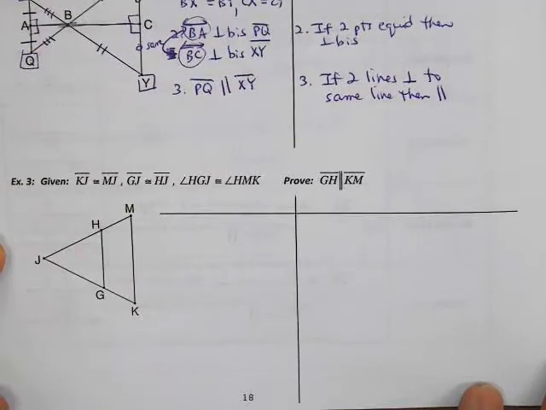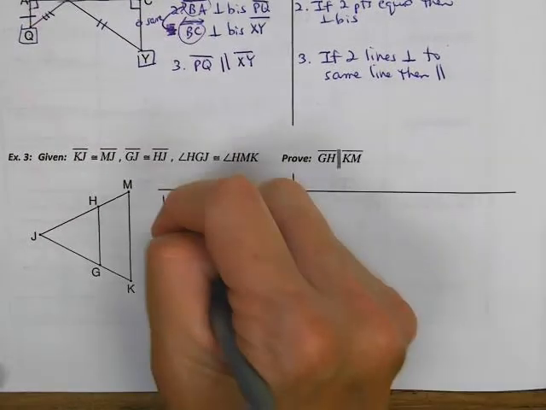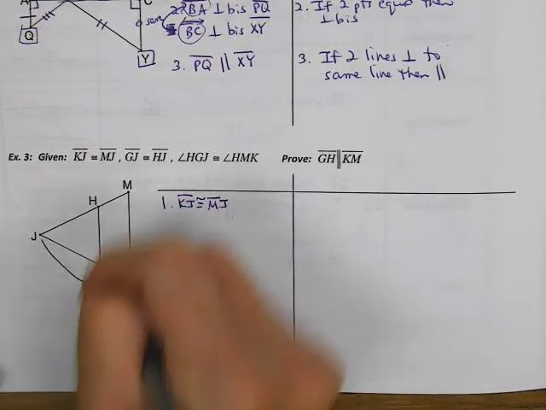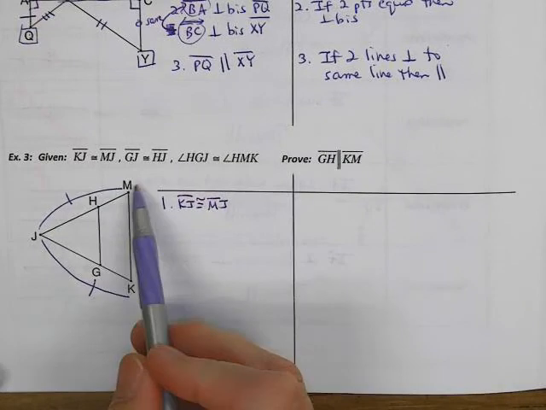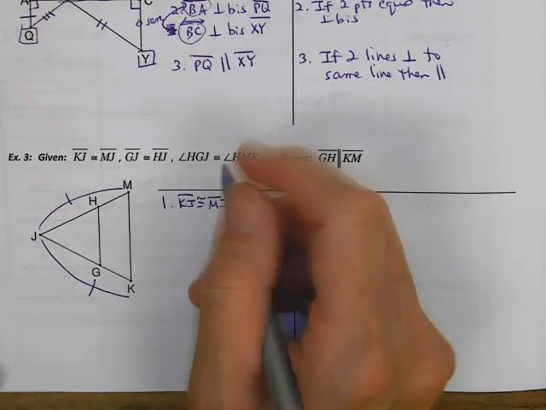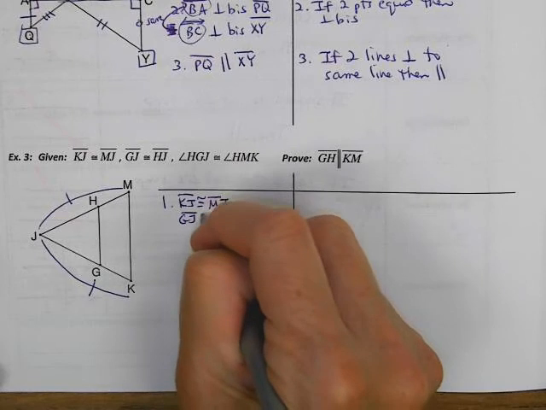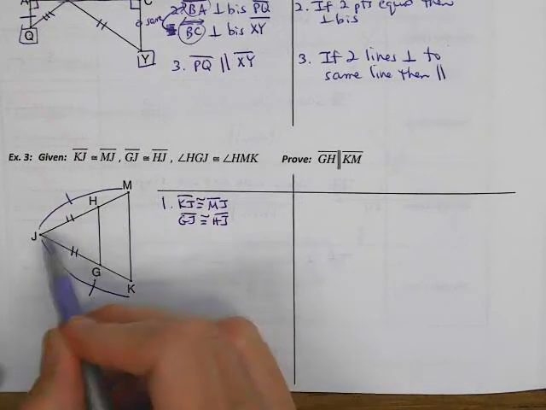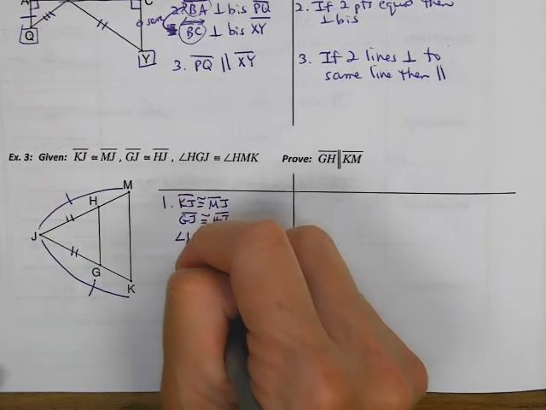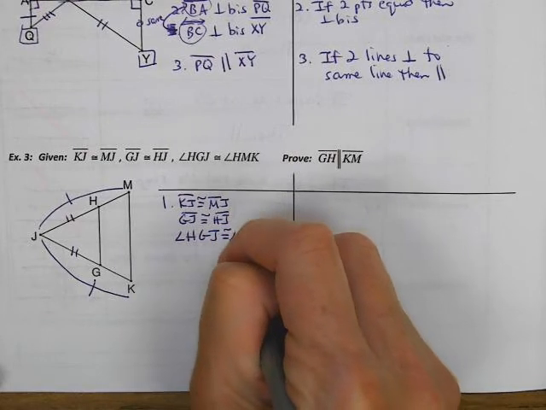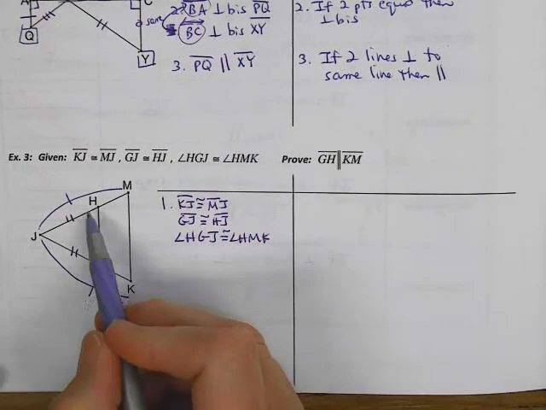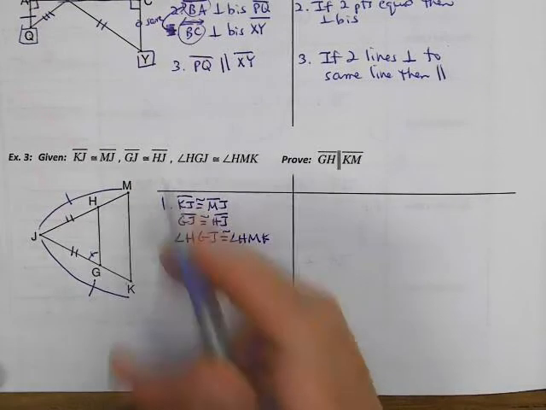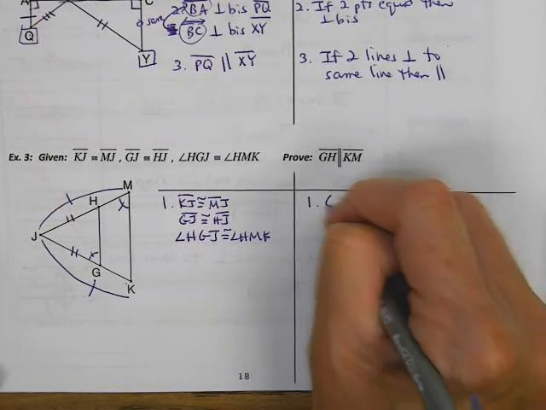Let me get on the screen. We have KJ congruent to MJ. Let's mark that. When I mark that, I'm looking at this big triangle and thinking isosceles. GJ congruent to HJ. When I mark those two, I'm thinking of the little triangle being isosceles. And I have HGJ congruent to HMK. HGJ, that's this angle. Mark these carefully. HMK is this angle.